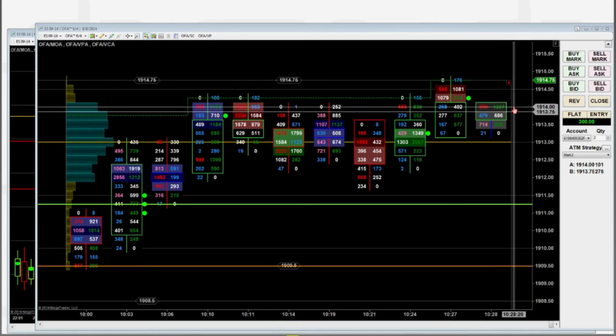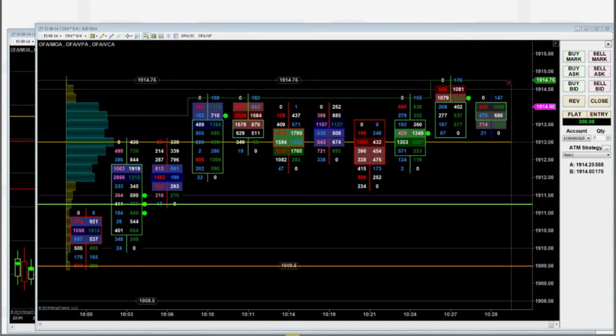So this looks like we're getting strength back at the bid. Possibility here that we'll see a new high for the day.